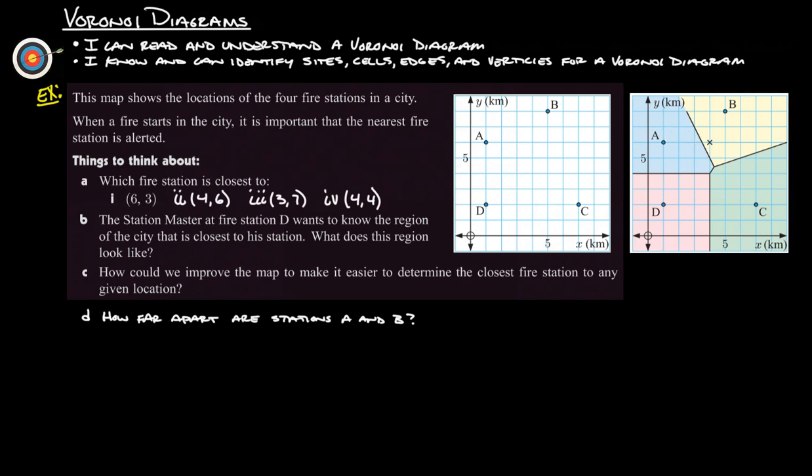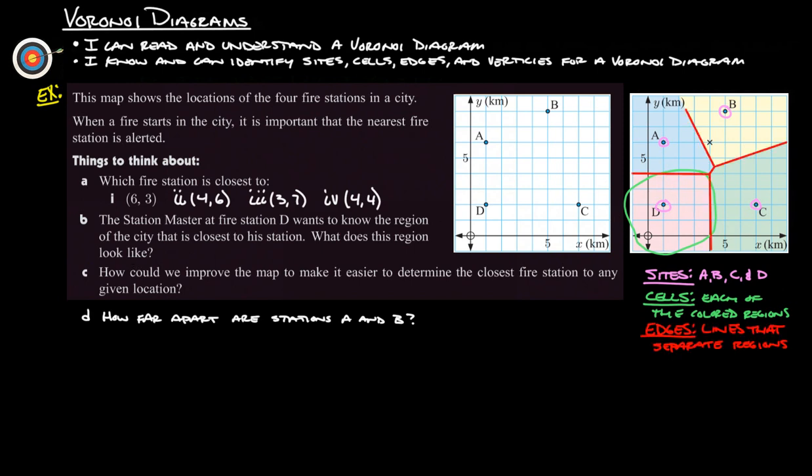So with that, there are certain little definitions that you're going to want to know. A, B, C, and D are all called sites. Cells are each of the colored regions. So like all of the pink in here, that's all the D cell, or the cell that D services.